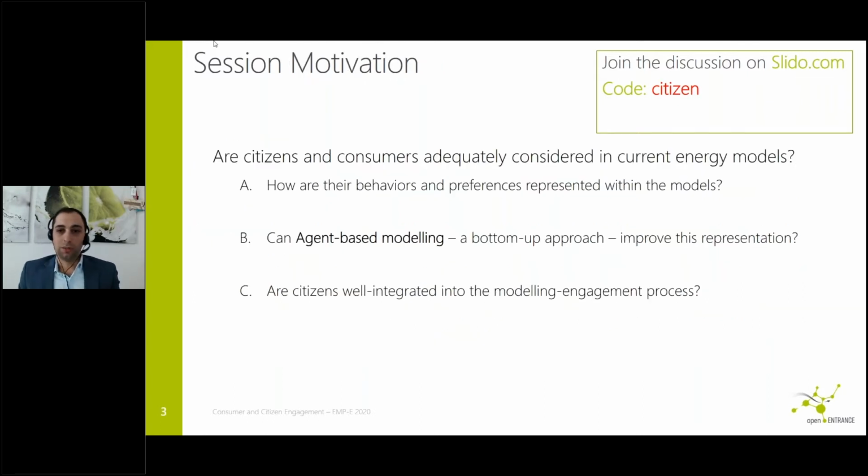So what are we trying to learn about today? First off, we're interested in citizens and consumers in the energy system and trying to figure out if they are adequately considered so far in energy system models. So the first question is, are their behaviors and preferences represented well within these models? And if not, can agent-based modeling, this bottom-up approach, which we'll talk about later, improve this representation? Finally, are citizens well integrated into the modeling and engagement process?